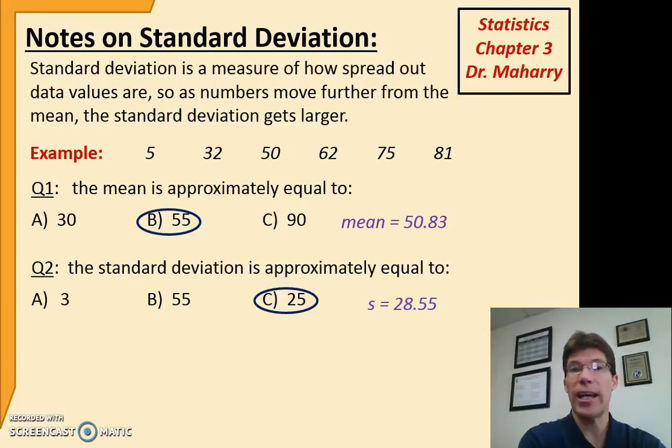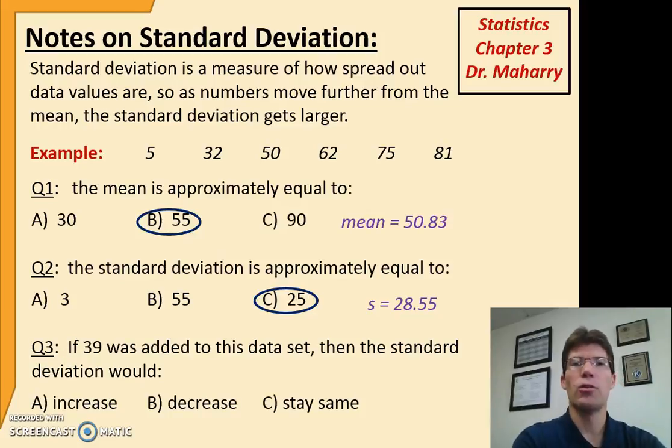So if you actually calculate this, here'd be another good one to practice plugging into your calculator. Plug those 6 numbers in, you get a standard deviation of 28.55. So a typical or average deviation away from the mean is about 28 or 29.